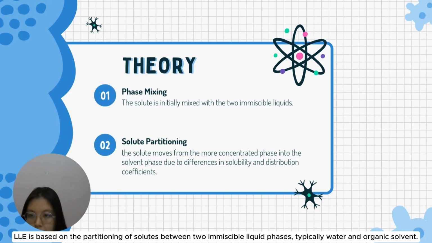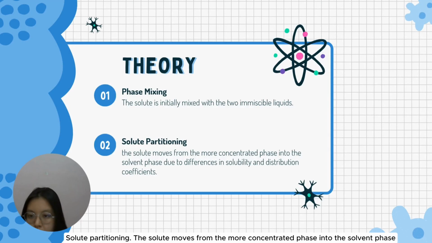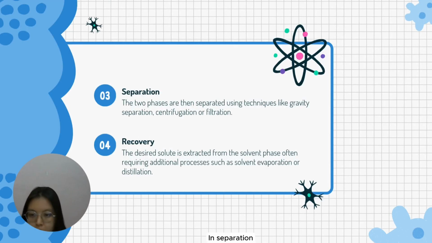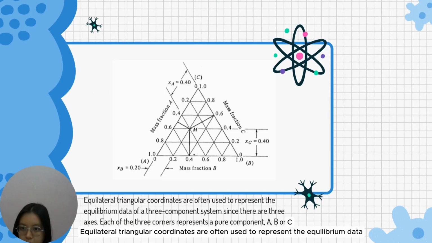LLE is based on the partitioning of solutes between two immiscible liquid phases, typically water and organic solvent. The process involves the following steps. Phase mixing. The solute is initially mixed with the two immiscible liquids. Solute partitioning. The solute moves from the more concentrated phase into the solvent phase due to differences in solubility and distribution coefficients. Separation. The two phases are then separated using techniques like gravity separation, centrifugation, or filtration. Recovery. The desired solute is extracted from the solvent phase, often requiring additional processes such as solvent evaporation or distillation.